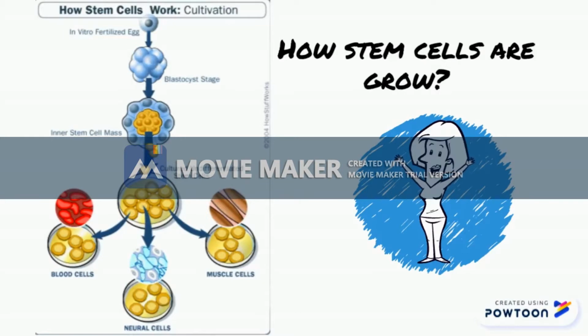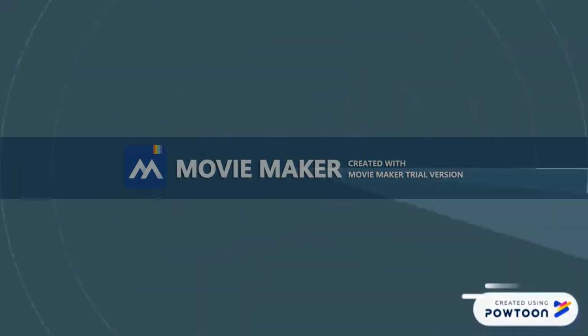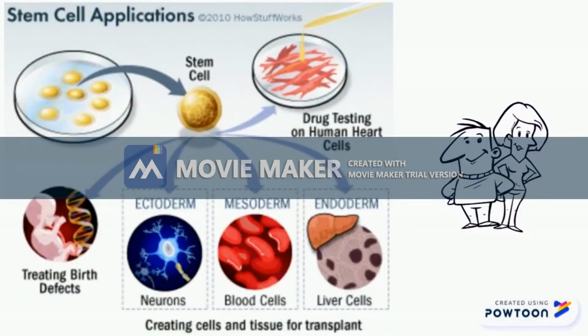Undifferentiated embryonic stem cell, muscle cell, neuronal cell, blood cell. This image shows the application of cultured stem cells for transplanting them into different organisms with specific functions such as treating birth defects, drug tests in human cells, curing cellular tissues, transplantation in the mesoderm, endoderm, and ectoderm.